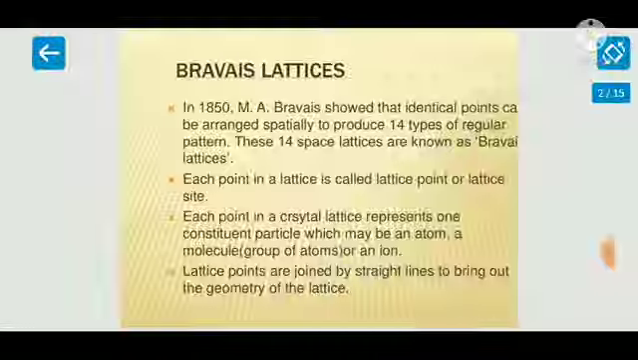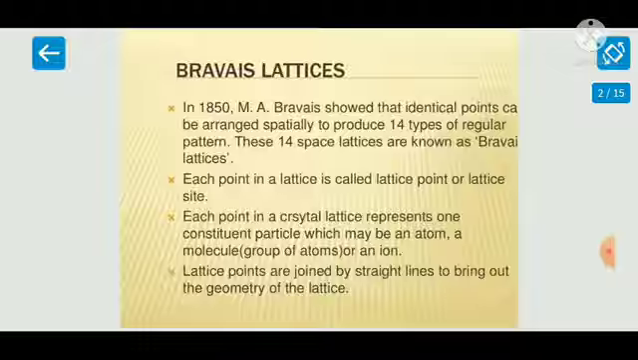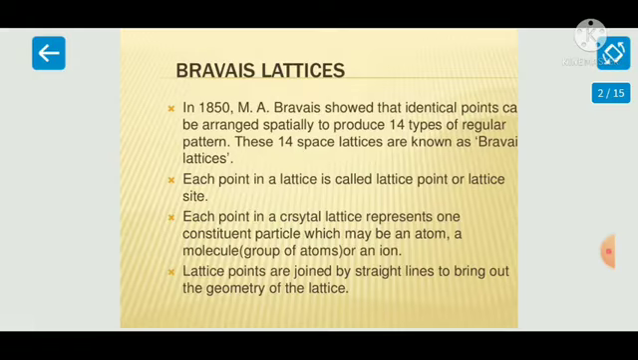So the Bravais lattice: Auguste Bravais found that identical particles can be arranged in 14 types of regular patterns. So each point in a lattice is called a lattice point or lattice site.